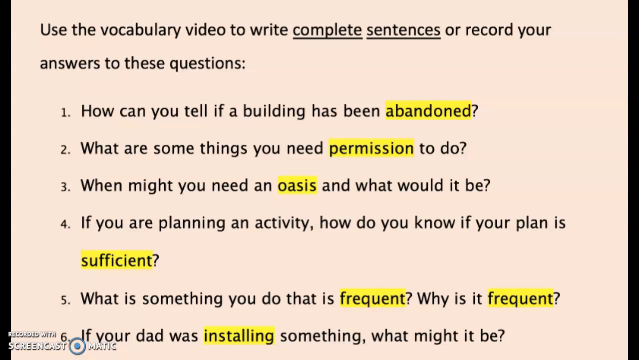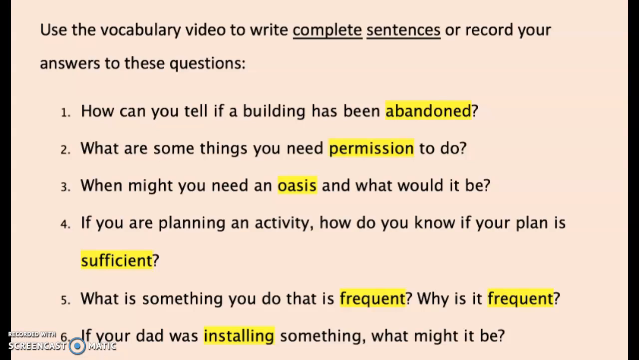Use the vocabulary video to write complete sentences or record your answers to the following questions. Please make sure that you use the video above this one because that's going to give you a reminder of what the words mean. The first question is, how can you tell if a building has been abandoned?